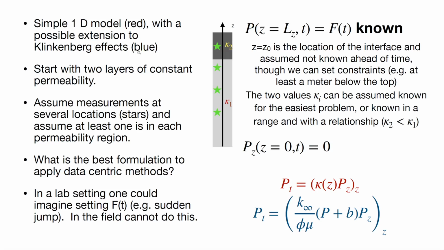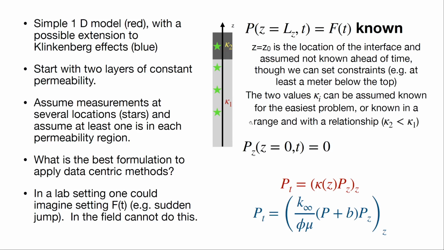So if I take a simple 1D model, which is what's written in red down here, with a possible extension to Klinkenberg effects right here, we're not going to worry too much about that today. But let's say we have two layers of constant permeability. So if we look at a two-layer model, and we have these two different kappas, so the different kappas are permeability, and we assume measurement locations at several places like this with the stars here. And if we have both layers sampled, we're hoping that we can get some good information on kappa.